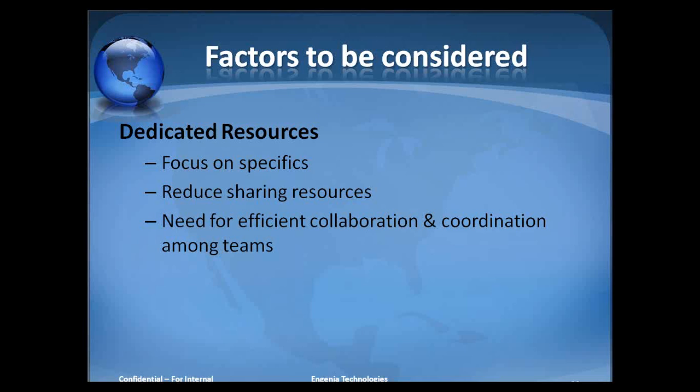The next point is efficient collaboration and coordination among the teams. So how does it happen? Lots of times I've seen that the automation tests are poorly maintained or are not reused, they are not integrated, due to the lack of efficient collaboration and coordination among team members. So this should not happen.